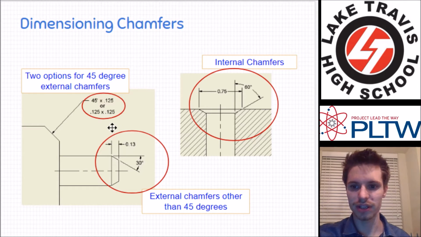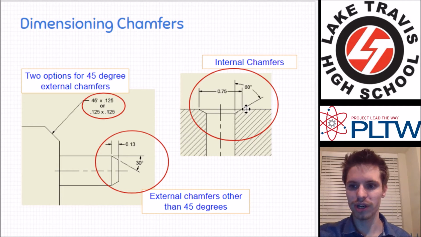Over here, you can't do that. You can't say 0.13, 0.13, because they're not both 0.13. It's 0.13 on one side and then a 30-degree angle. So for any angle other than 45 degrees, even if it's less or even if it's more, you're going to want to have one length and one angle. That's basically the angular method we talked about before.